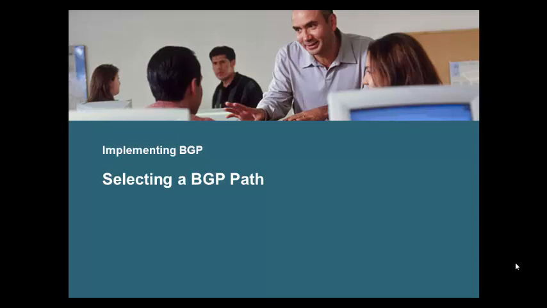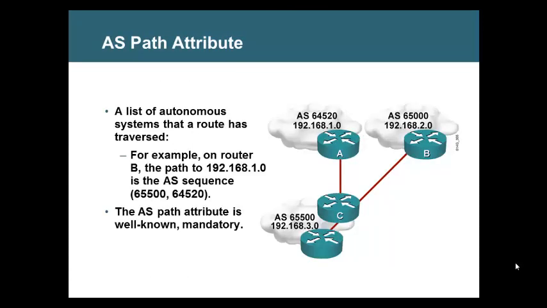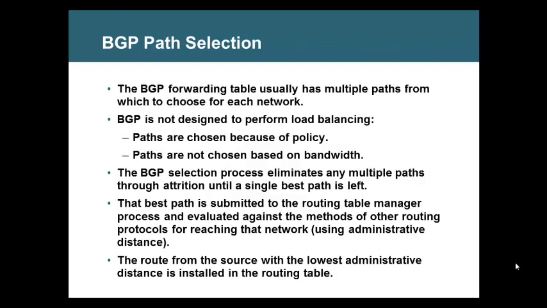And we saw different categories of attributes, and we saw differences between those attributes. Attributes like weight, MED, local preference, AS path, next hop, origin, we have discussed. Those are the attributes that we can tune. The other attributes are used in path selection dynamically.